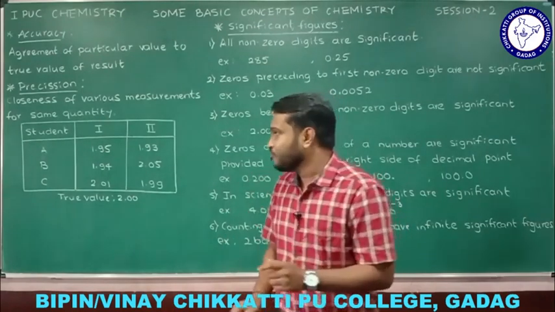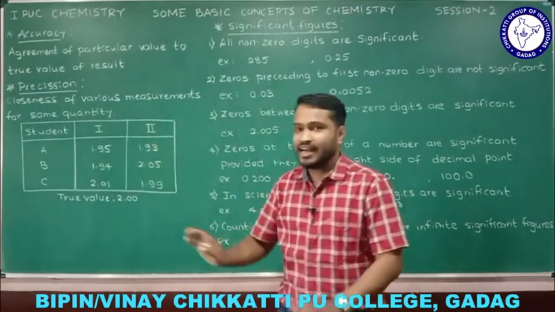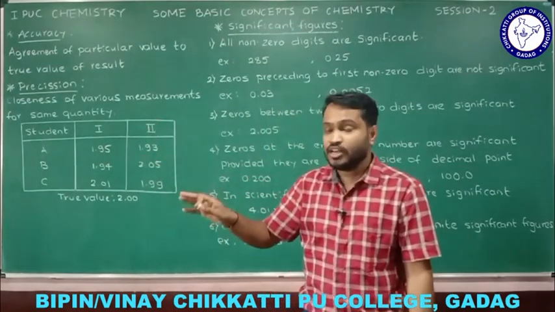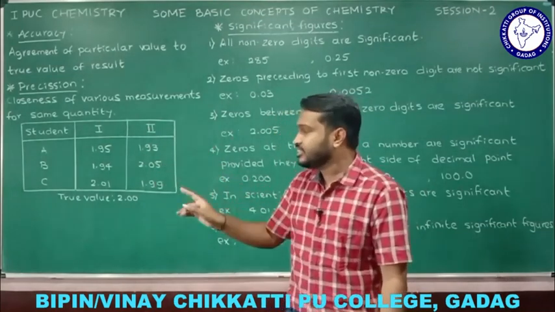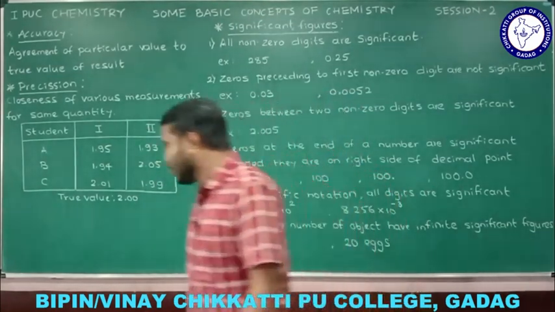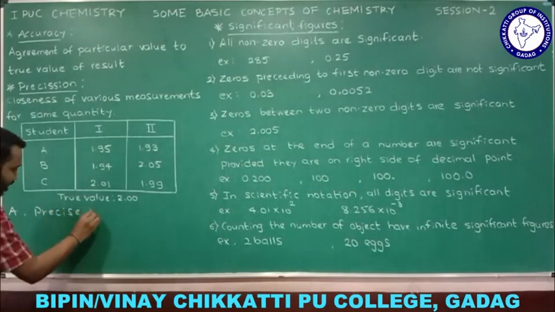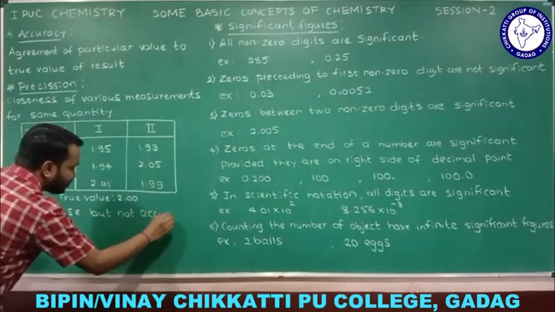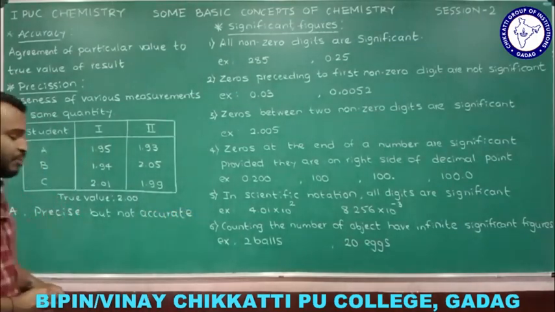So now what I am going to say here is student A has no accuracy, whereas student A has a precision. So the results or the reading that student A got has a precision but not accuracy. So I am going to write here student A. Okay, so the readings are precise but not accurate. See here, student A, the results are precise but not accurate.